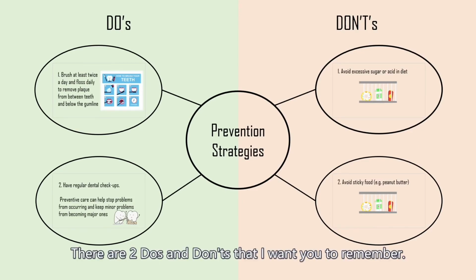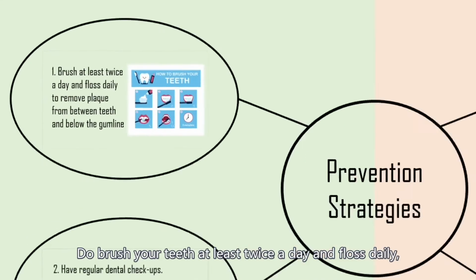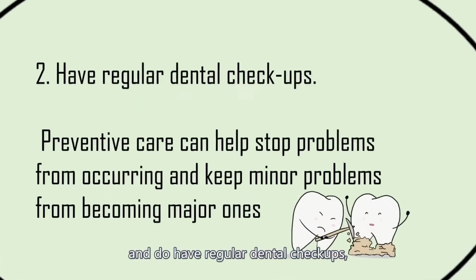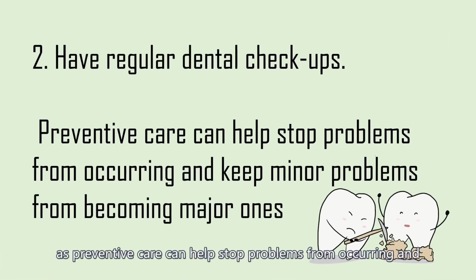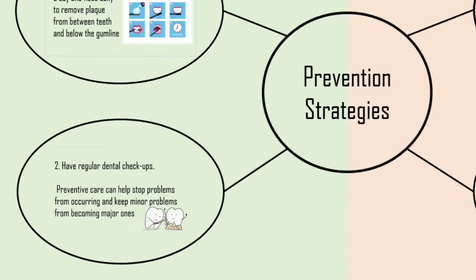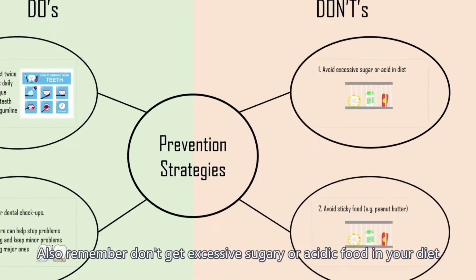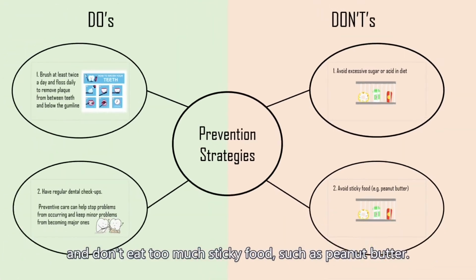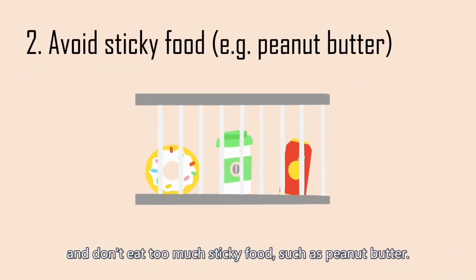There are 2 do's and don'ts that I want you to remember. Do brush your teeth at least twice a day and floss daily. And do have regular dental checkups, as preventive care can help stop problems from occurring and keep minor problems from becoming major ones. Also, remember, don't get excessive sugary and acidic food in your diet, and don't eat too much sticky food such as peanut butter.